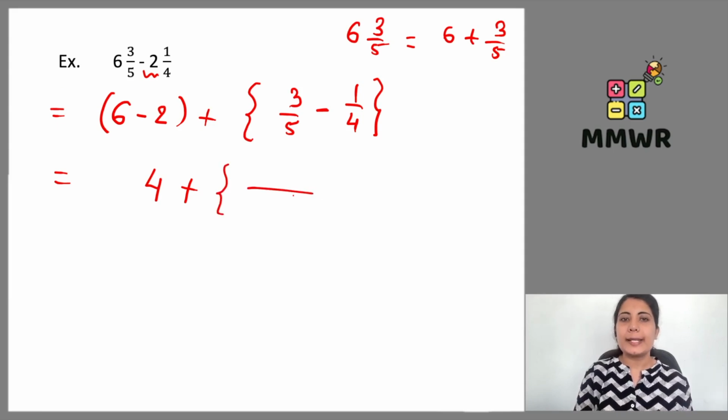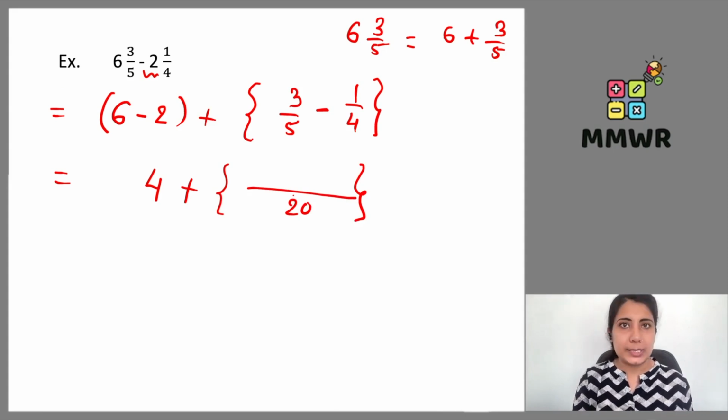Now 3 by 5 minus 1 by 4, we have to take the LCM of 5 and 4, which is 20.